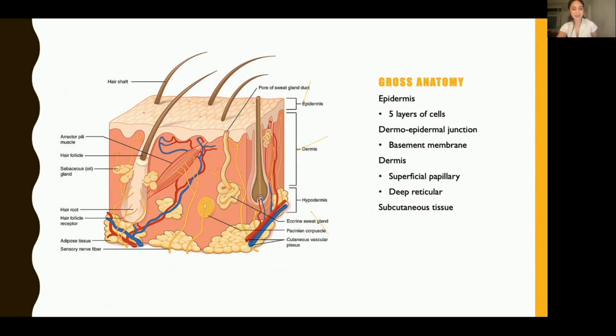So here we have a back to basics diagram of the skin. We've got the epidermis, which is just 5 layers of cells. Then we've got the dermoepidermal junction, which has the basement membrane. We then have the dermis, which is split into 2 layers, superficial papillary and deep reticular. And then we have subcutaneous tissue right at the bottom. Next slide.